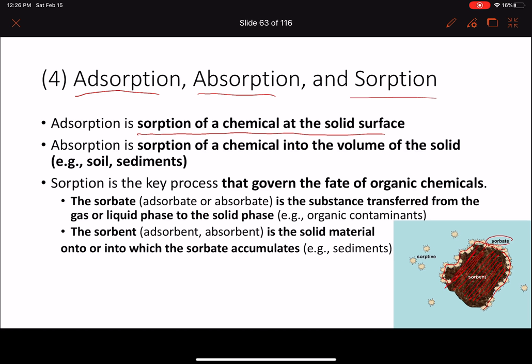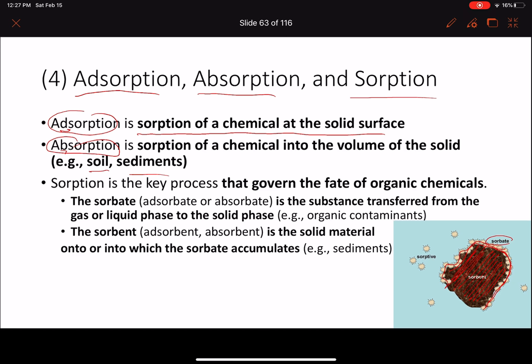The famous solid that we use is activated carbon. It will adsorb all the chemicals on the solid surface. If it's on the solid surface, we call this adsorption. Now, absorption is the sorption of a chemical into the volume of the solids. Okay? We call this absorption. And that's either soil or sediment.